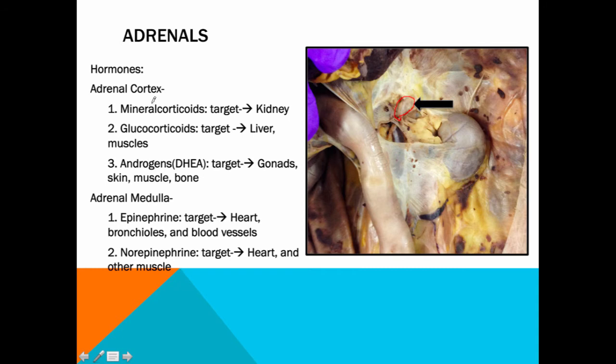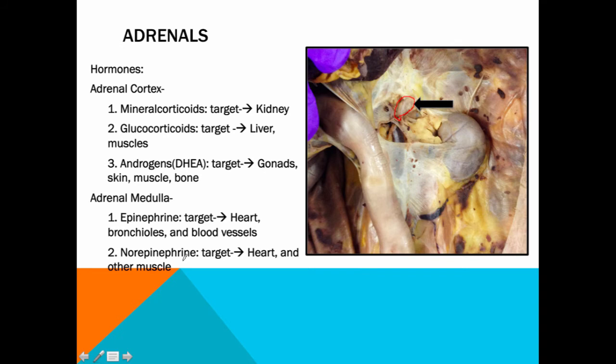Hormones associated are broken down into the adrenal cortex, which would be the outer region, and then the medulla, which is the inner region of the adrenal. In the cortex, we have mineralocorticoids, whose target is the kidney, glucocorticoids, whose target is the liver and muscles, and the androgens, whose targets are the gonads, the skin, muscle, and bone. In the medulla, we have epinephrine, whose target is heart, bronchioles, and blood vessels, and then norepinephrine, whose target is the heart and other muscles.